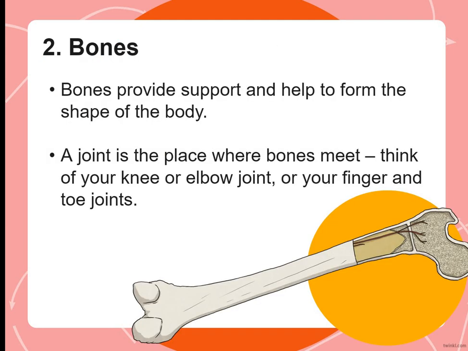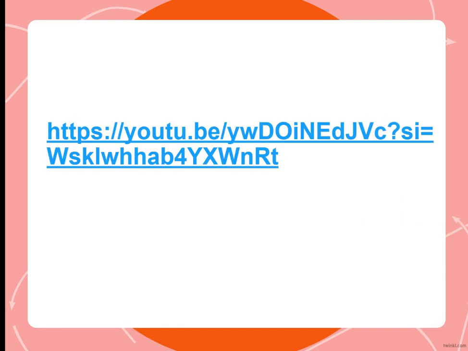Then we have the bones. Bones are provided to support your body, to give your body shape, to give your body a frame. And they also protect the internal organs, and they're responsible for producing the blood cells. What's the meaning of the word joint? It's like your knee or your elbow. You have two bones meeting together. They will join together at a joint. So I have the elbow joint and I have the knee joint. This is a place where two bones meet together.